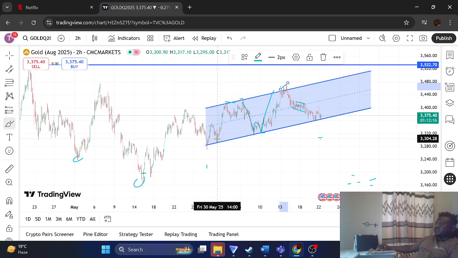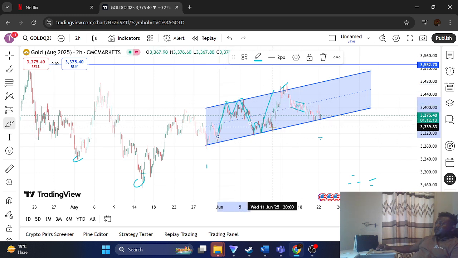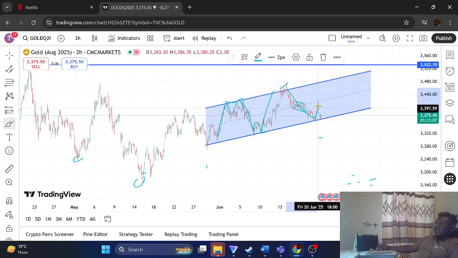This was a double top, you can see. So whenever the market is moving, the market is creating patterns. So currently we are creating a double bottom. You can see that the first bottom was made, and now we are creating the second bottom edge.